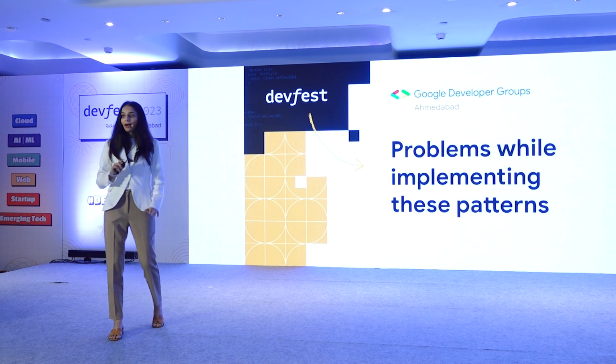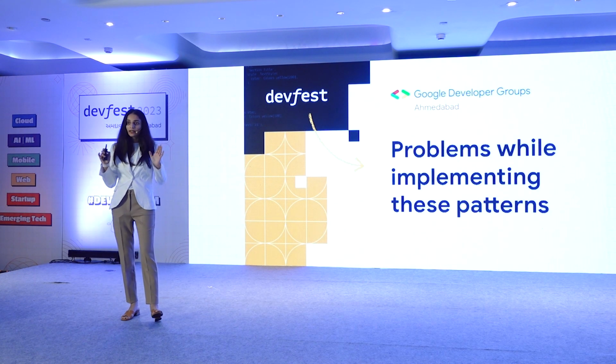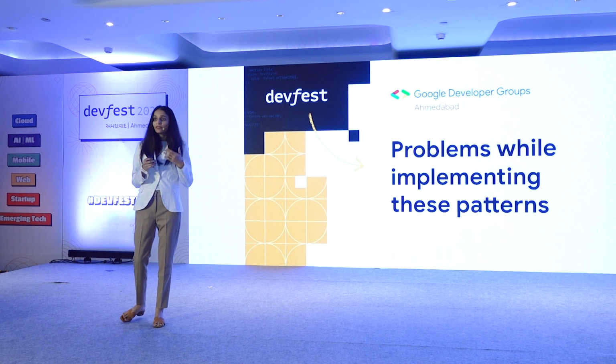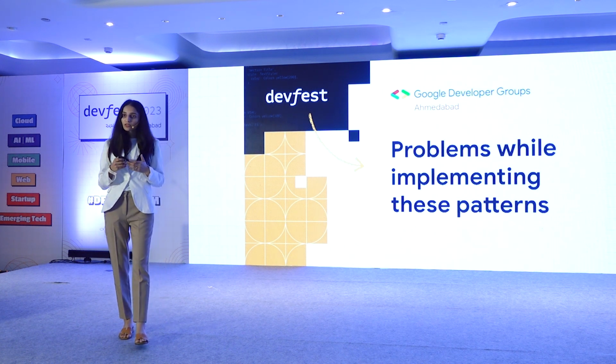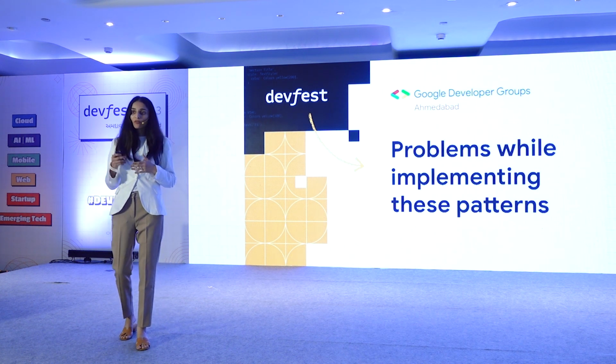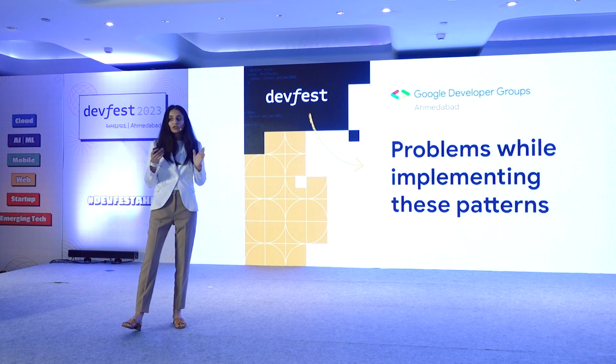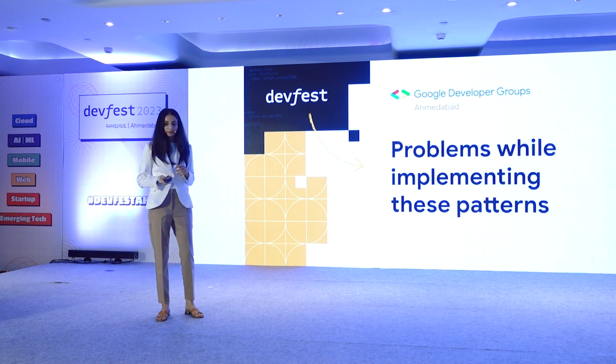So this was all about the theoretical part. Let's see what problems we are facing while working with Compose with MVVM and MVI. What are the problems that we need to solve while working with this?